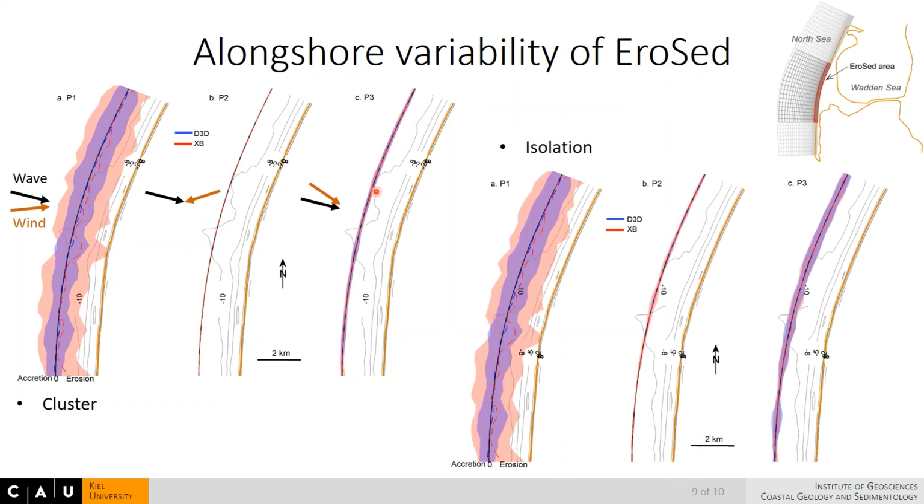Here we can see alongshore variability of erosion sedimentation pattern depending on the severity of each event. Now we can see some changes with P2 event, and we can see in the P3 event some larger changes compared to P2. Good.